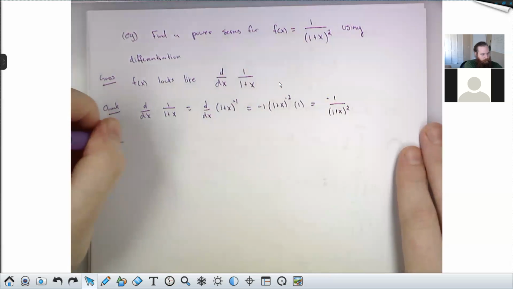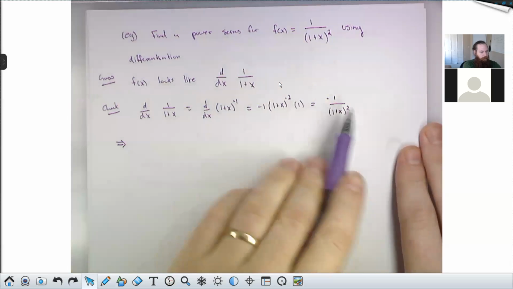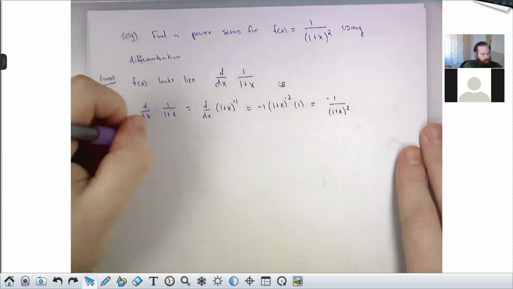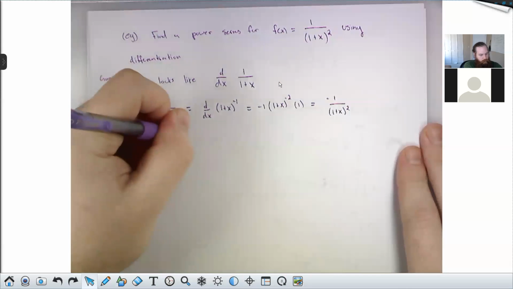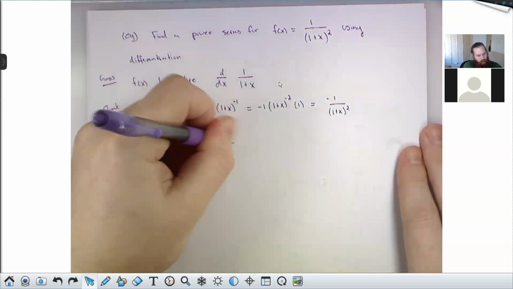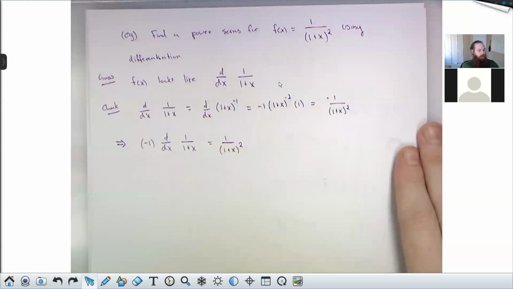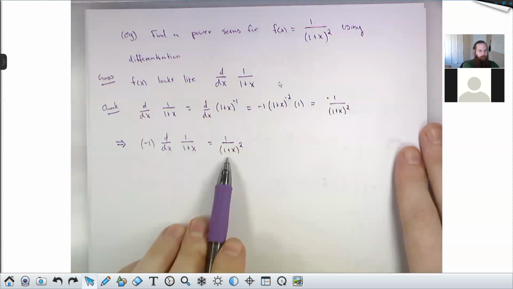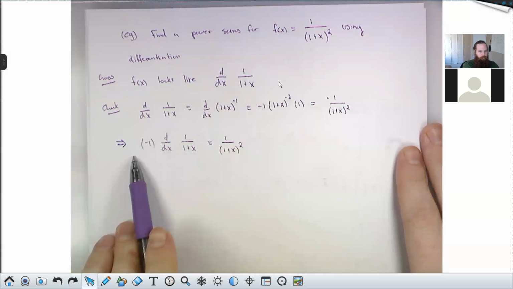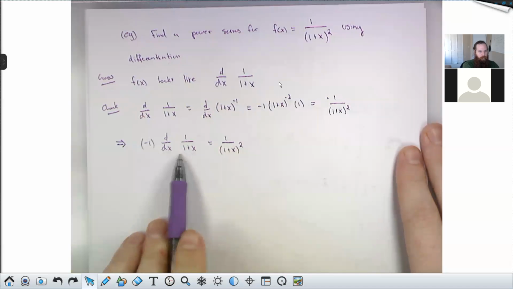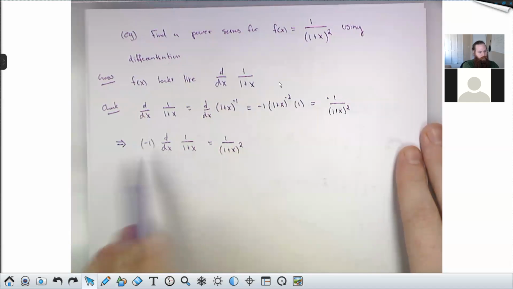Which means if I multiply both sides of this by negative 1, that negative 1 times d dx of 1 over 1 plus x is 1 over parentheses 1 plus x squared. So the function I want a series for is the derivative of this guy times negative 1. So I'm going to start by finding a power series for this guy, then I'll differentiate it, then I'll multiply by negative 1.